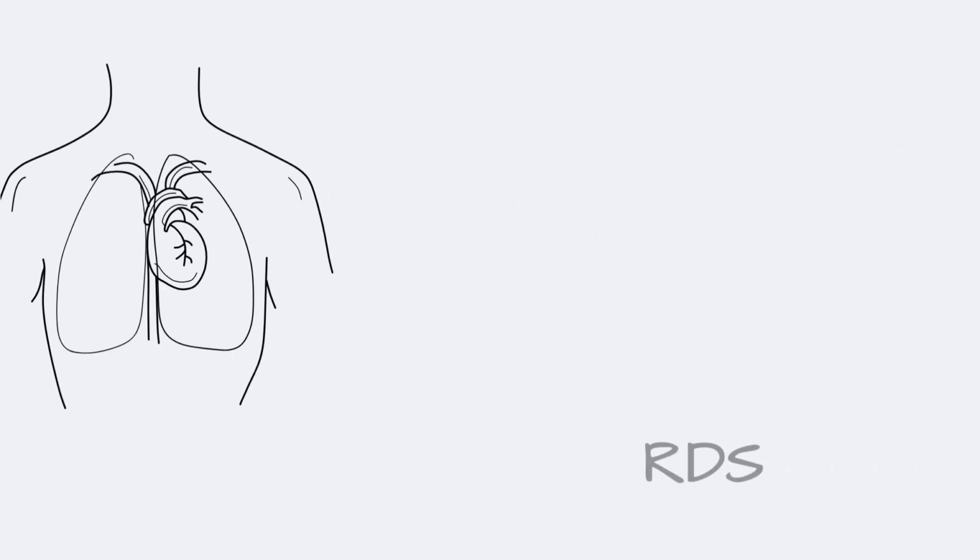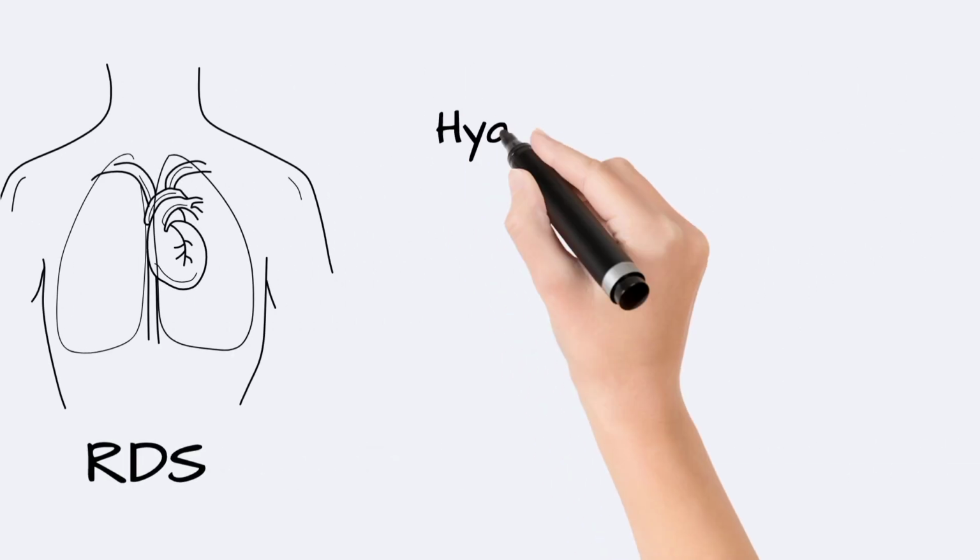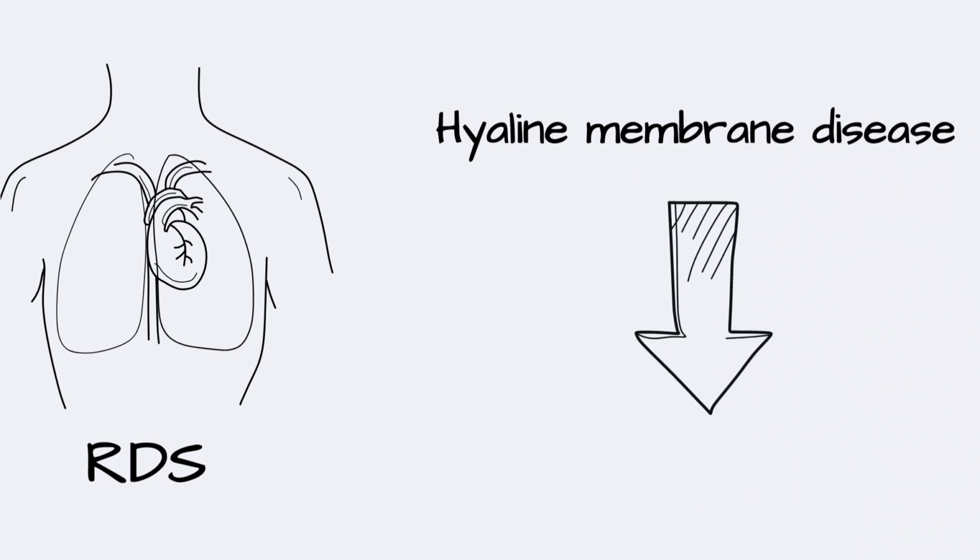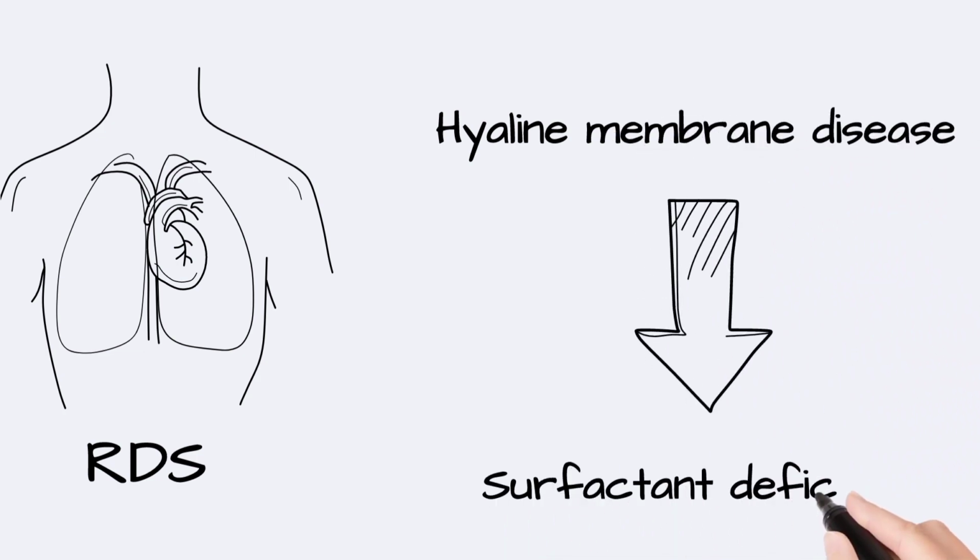Respiratory distress syndrome, otherwise called hyaline membrane disease, or surfactant deficiency, is a common breathing disorder that affects newborns. It usually occurs in babies born before 28 weeks gestation, because of the immaturity of their lungs.